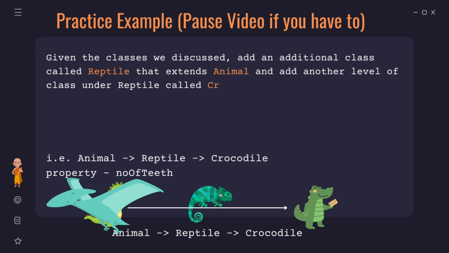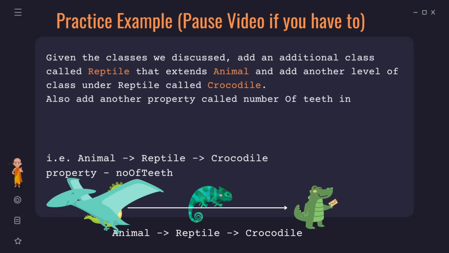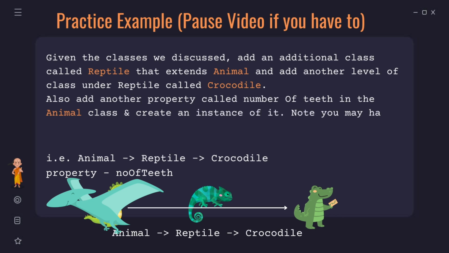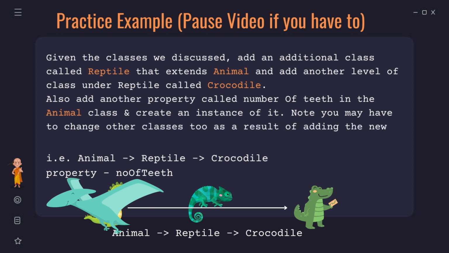So let's try and create an additional class called reptile, which extends the animal class, and then we add another class called crocodile, which is under reptile. We also want to add a property called number of teeth in the animal class, and let us try creating an instance of it in the main class.